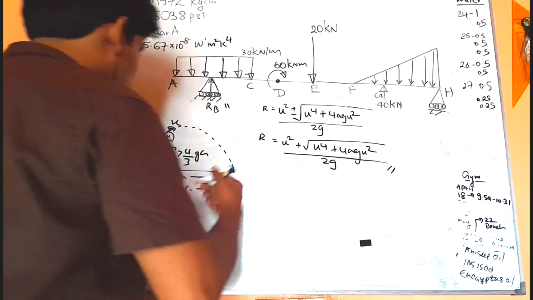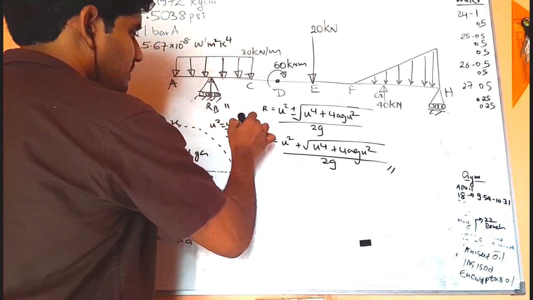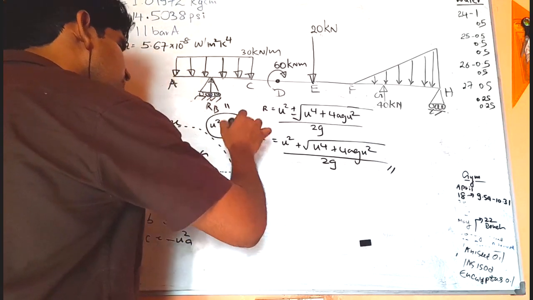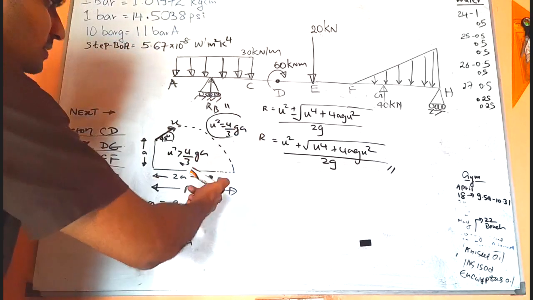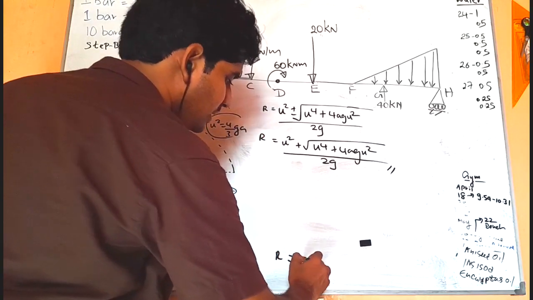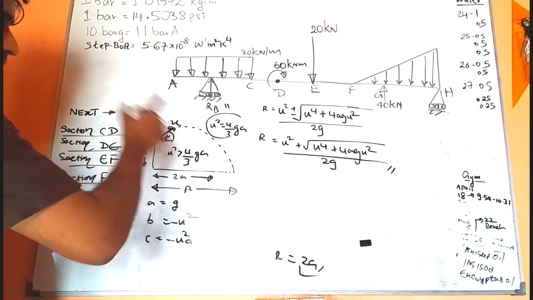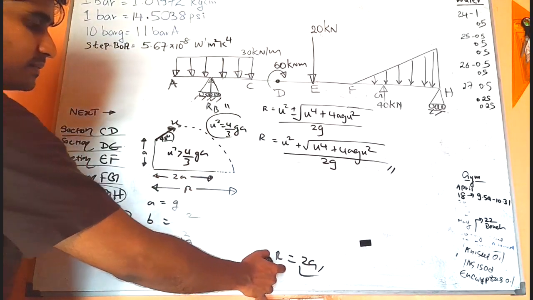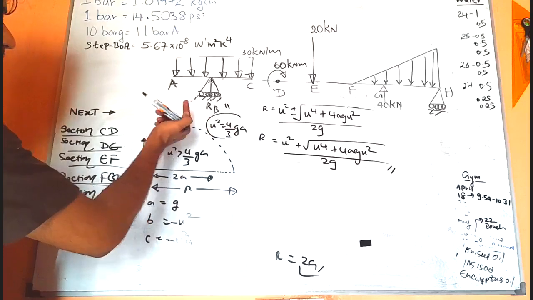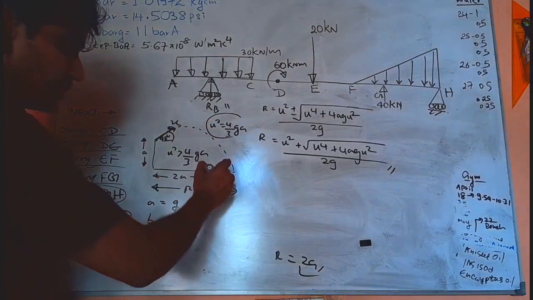Now let's say you are going to consider u squared equals 4 by 3 ga, right? If you consider u squared equals 4 by 3 ga, the answer for the range that you are getting is 2a. That means you are done. If it is exactly at this value and you are getting the range as 2a, that means if u squared is greater than 4 by 3 ga, definitely it will go beyond the range.